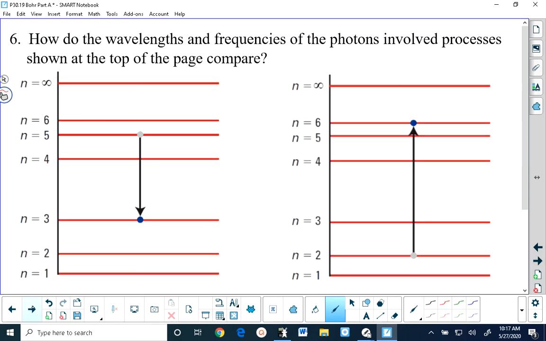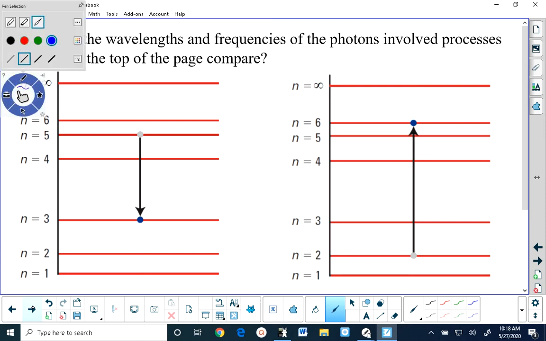And 6, how do the wavelengths and frequencies of the photons in these two diagrams compare? Well, when we take a look at the diagram on the right, there's a larger energy level change. So on the right, we are dealing with more energy than we are on the left.